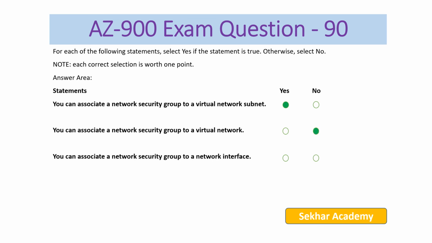So you cannot associate a network security group to a virtual network, because you can associate network security groups only to a subnet or to network interfaces, but not to the virtual network. So the right answer is B. The next statement is: you can associate a network security group to a network interface. So here again the answer is yes, you can associate network security groups, NSGs, to a network interface.